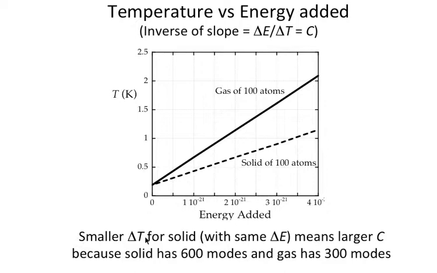So the solid's temperature doesn't change as much for the same delta E, and the heat capacity is delta E over delta T. The heat capacity for a solid, because delta T is smaller for the same delta E, will be larger. It's larger, in fact twice as large, because it has twice as many modes. The heat capacity is proportional to the number of modes, the number of places to put energy.